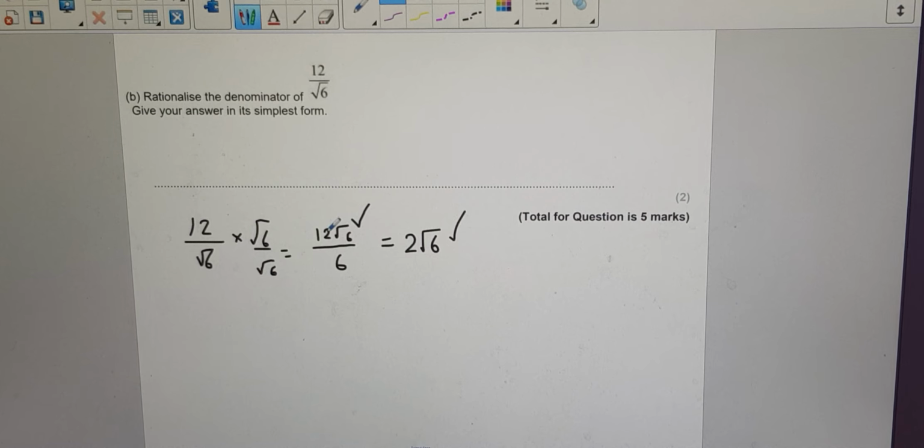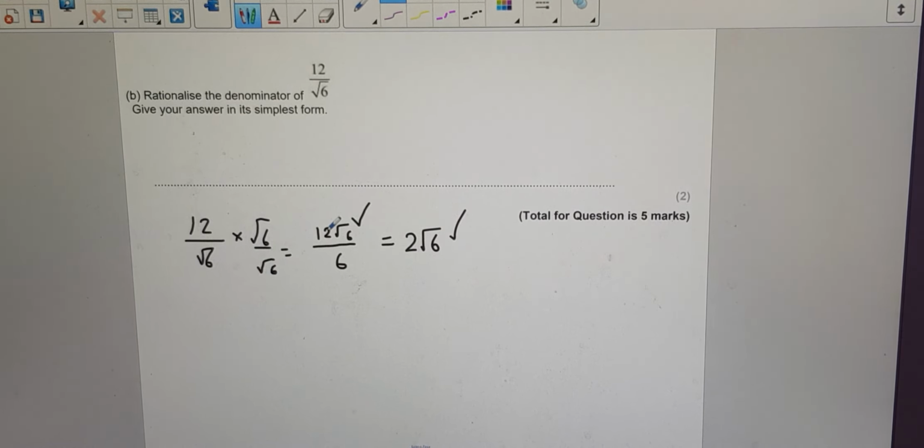Okay, remember 12 over 6 is the same as 2. If I simplify it, give your answer in its simplest form. Otherwise, this would have been okay, but this is it in its simplest form.